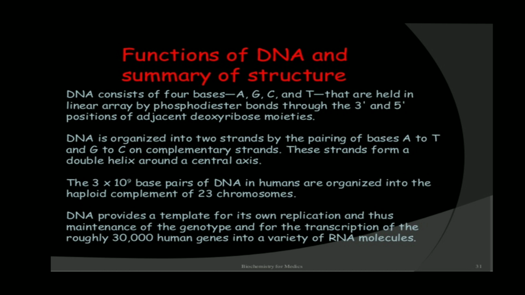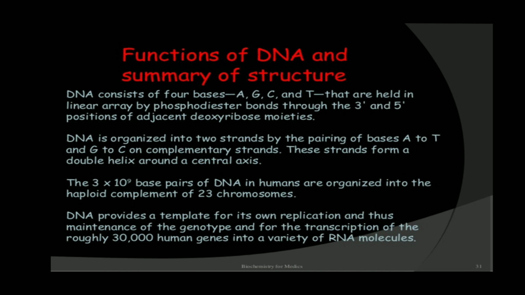The 3 x 10^9 base pairs of DNA in humans are organized into a haploid complement of 23 chromosomes. And you know that we are diploid living organisms. Only our reproductive cells, that is sperm and egg cells, are haploid, and all the rest of the cells are diploid. Means we have 46 chromosomes.